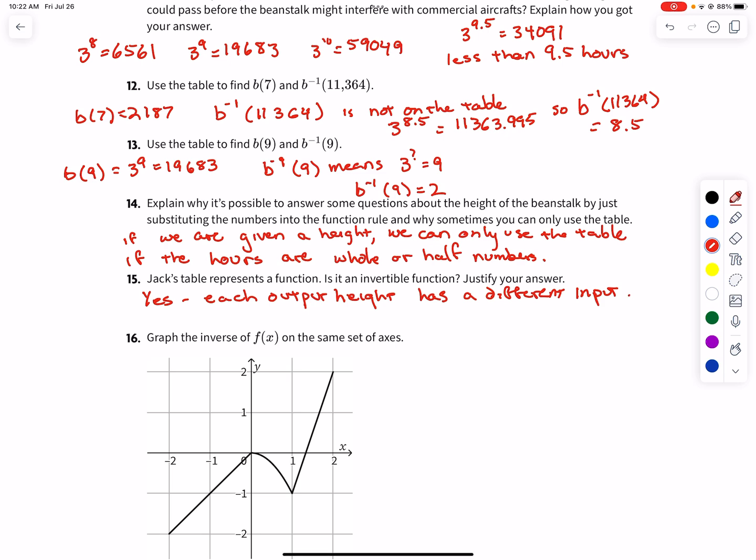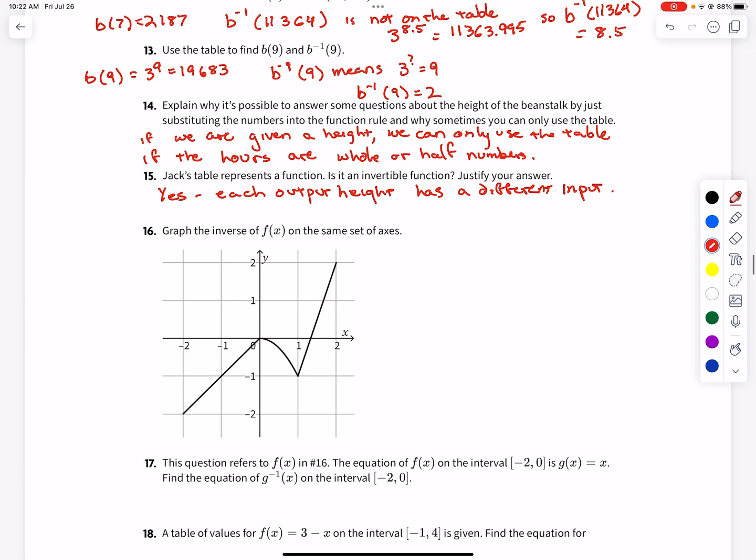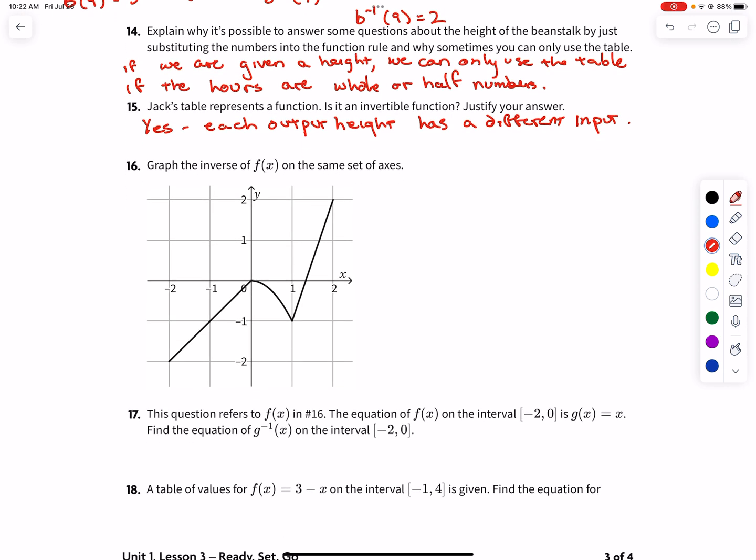Okay, and this is true at least for the numbers in our table. It may not continue to be true. We don't really have that much information yet, but it does turn out to be true. How do you graph an inverse function?